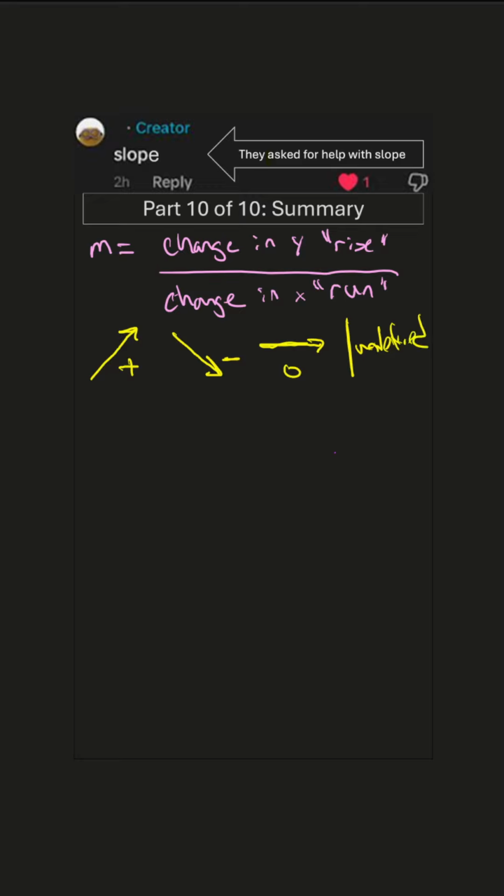All right, so let's look at the two different forms of a line that involve the slope. So there's slope-intercept form, y equals mx plus b. So there's our slope, and b here is the y-intercept. That's where the line crosses the y-axis.